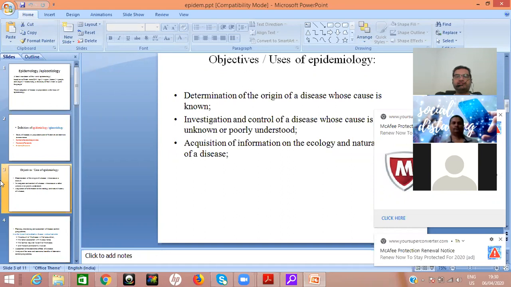The second important point is investigation and control of a disease whose cause is unknown or poorly understood. What does it mean? There are certain diseases whose causes are still unknown. But if we know the epidemiology of that disease, we can go for its control strategy. There are many diseases which we do not know. And before knowing the actual cause of the disease, sometimes we know its epidemiology and we can go for its control strategy. Thus, again, I am putting the same example, COVID. Because at the time when it was hitting the population in China, what was happening there?